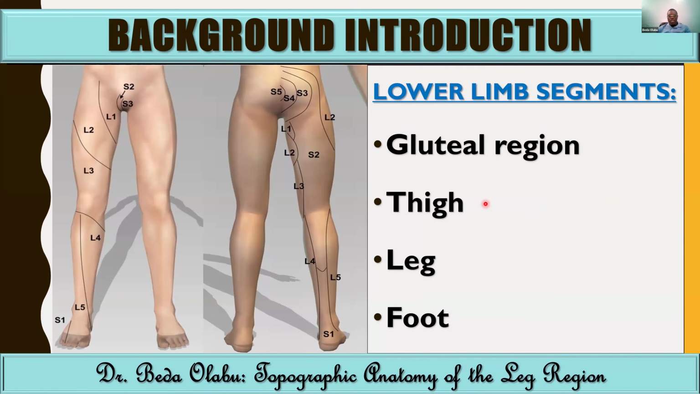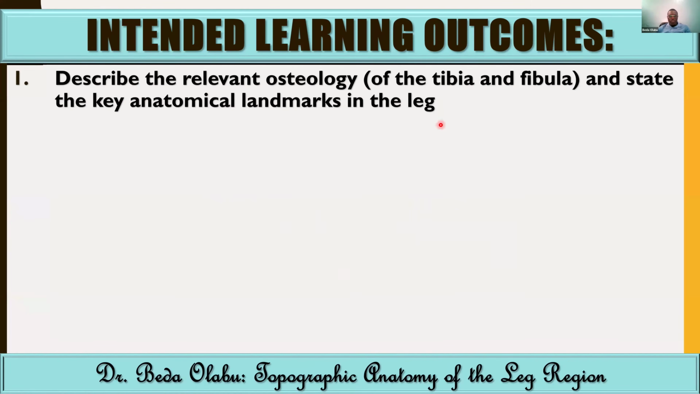Just a reminder that the lower limb has multiple segments. You have the gluteal region, thigh, leg, and foot. In this session, we are focusing on the leg, which is the segment from the knee to the ankle joint. Our learning outcomes are brief.